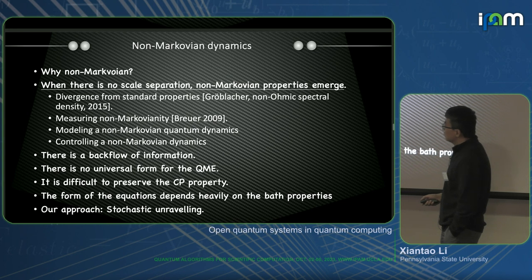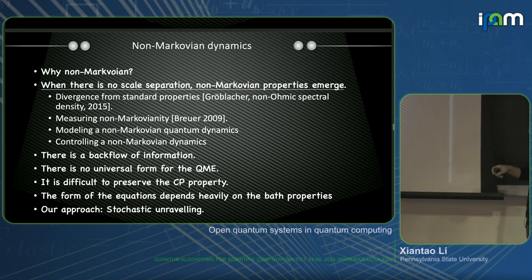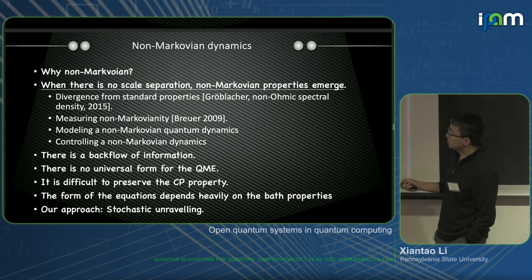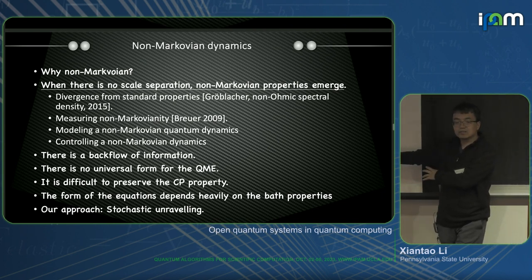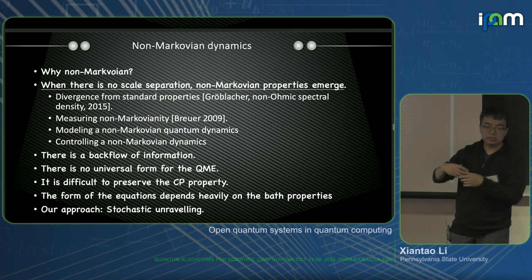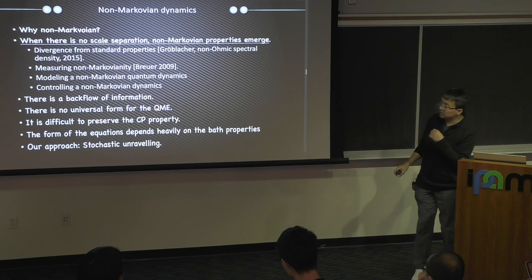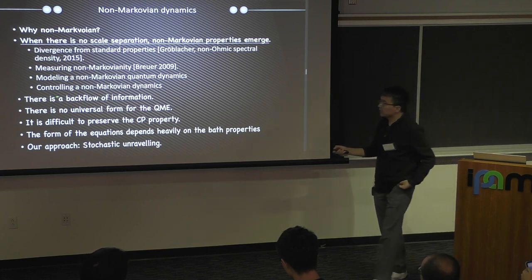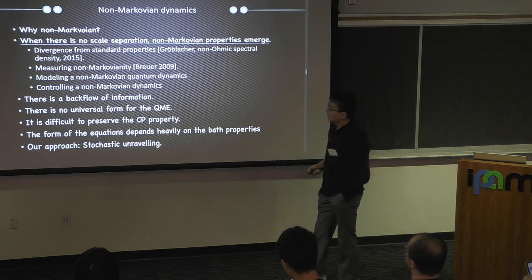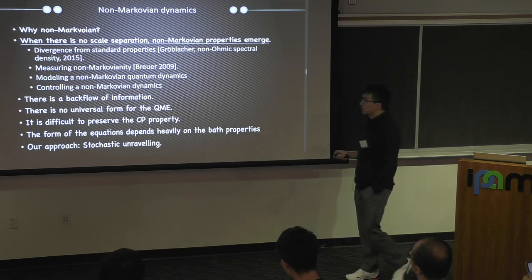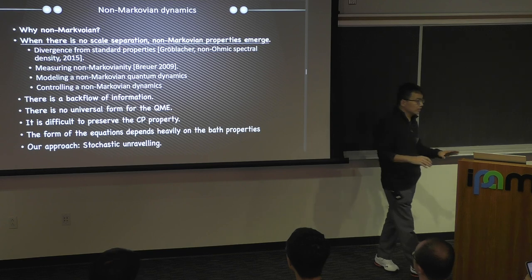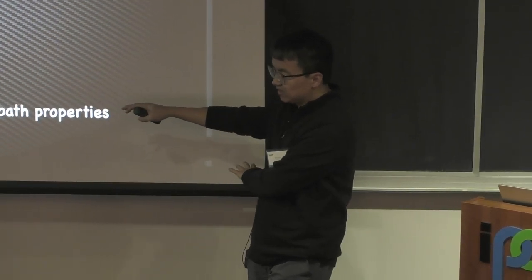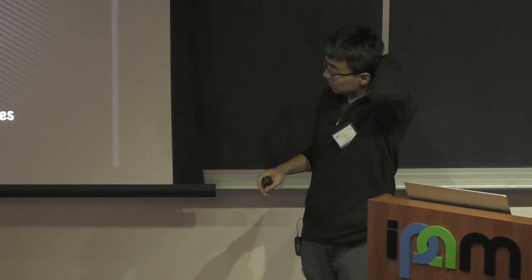Now, intuitively, the common understanding is that the challenge here is that there's a backflow of information. Previously, your system can do something nice and have an effect on the environment, but the environment is not going to punch back, right? So it's just a one-way communication. But here the environment and the bath can communicate back and forth. The other thing that's different from the Markovian regime is that there's no universal form for the quantum master equation. People can come up with different ones, and some have one set of nice properties, others have other nice properties, and they have disadvantages and advantages.